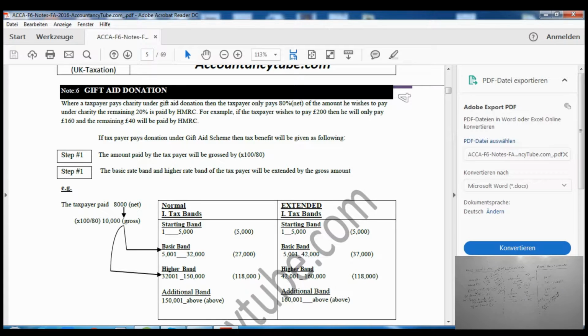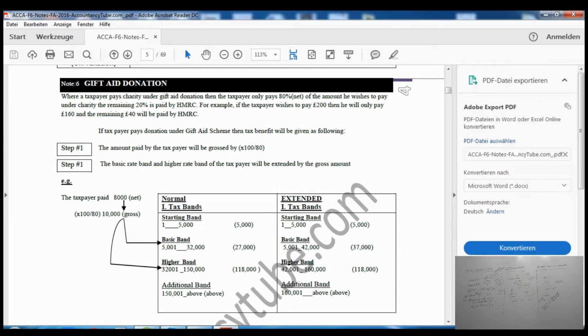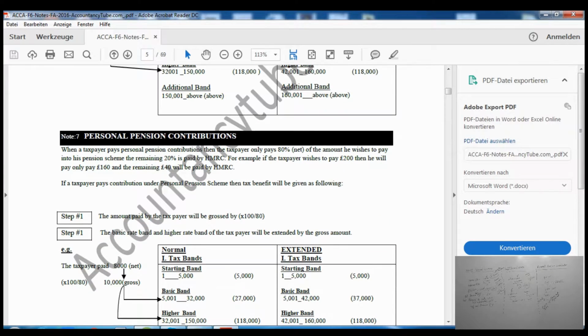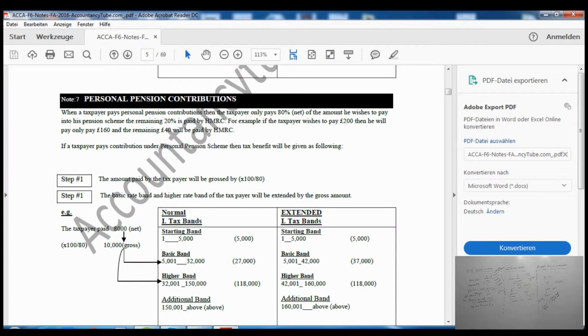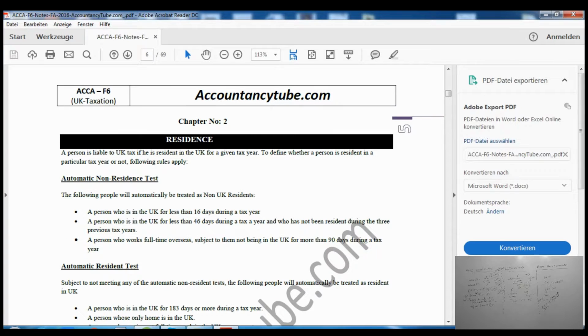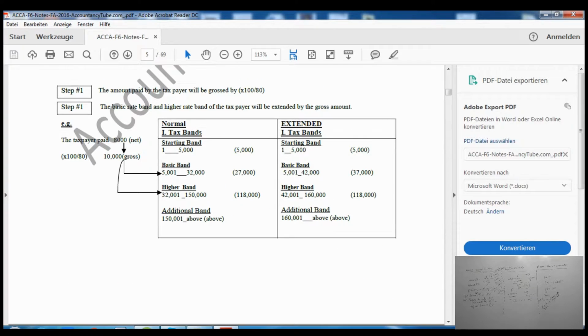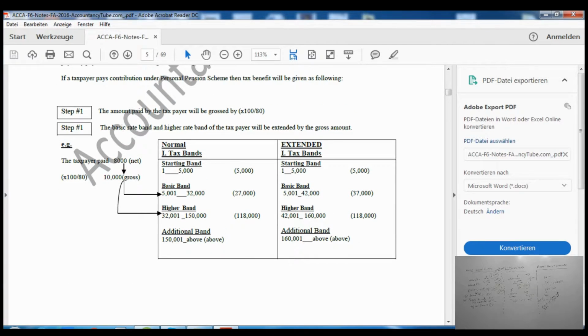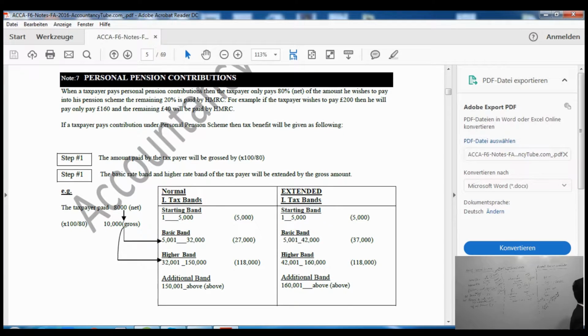Child benefit charge, we've already seen that anyway, and on page number 4 it says gift aid donations. So we have done that as well. I told you it is the same treatment, just the way we do personal pension contribution, we have to deal with gift aid donations in the same way. And note number 7 is personal pension contribution, so it is the same treatment as gift aid donations. We have already seen that. And that is the end of our chapter actually.